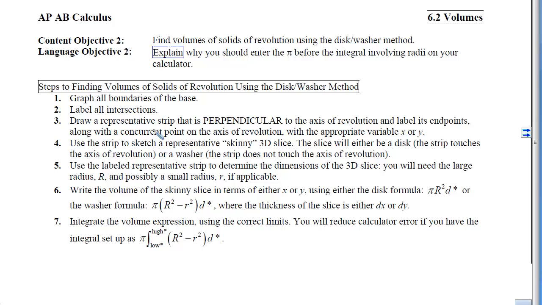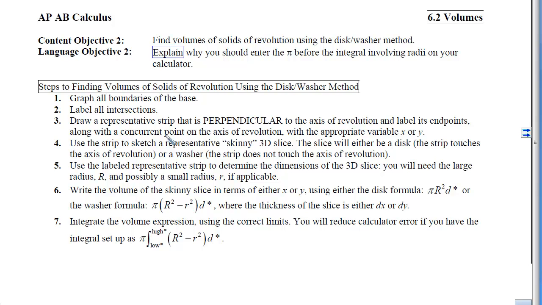Next, we're going to draw a representative strip, and this time we will have to draw it so that it is perpendicular to the axis of revolution. So they will tell us what the axis of revolution will be. It will either be an axis, so it would be the x-axis or the y-axis, or it will be a vertical or a horizontal line. So whatever that axis of revolution is, we will then create a strip that is perpendicular to it. And this time when we label, we're going to label both the endpoints of the strip and a concurrent point on the axis of revolution.